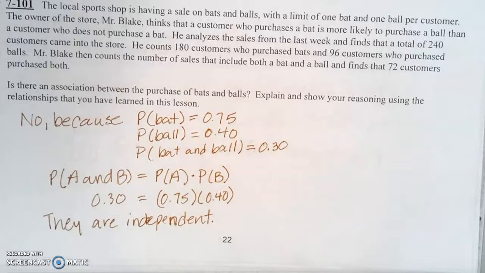Okay? So the probability of getting a bat is 75%, which is the decimal of 0.75. Probability of purchasing a ball is 40%, which is 0.40. And the probability of purchasing a bat and ball is 30%, which is just 0.30 as a decimal. So we're going to say, no, there is not an association because it does not fit into that rule. That makes them independent.